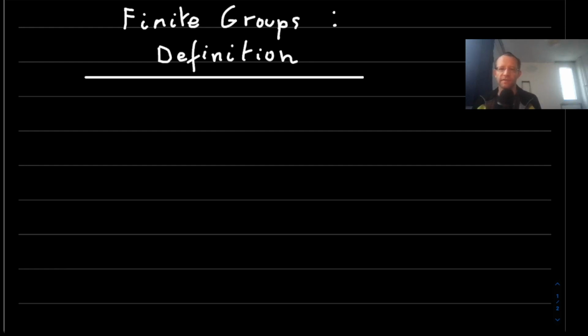We will study the definition of finite groups. So a group is a set that we will call G. And for finite groups, we suppose that the number of elements in the set G is finite.